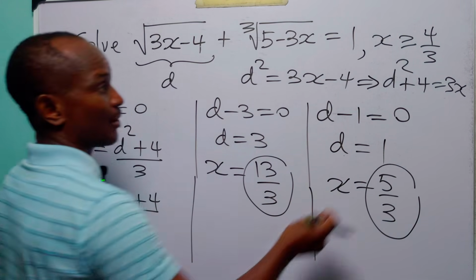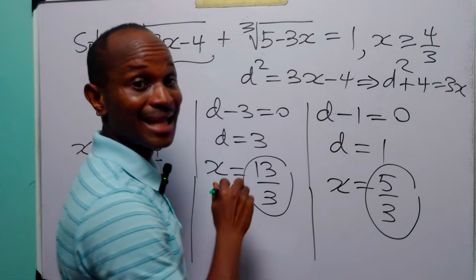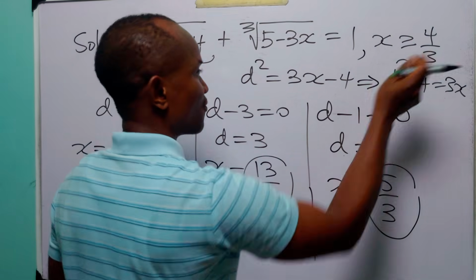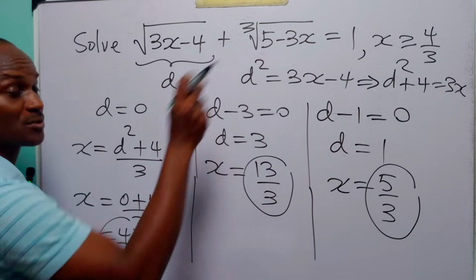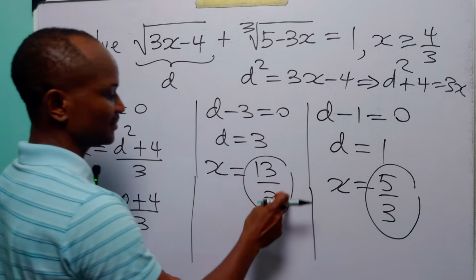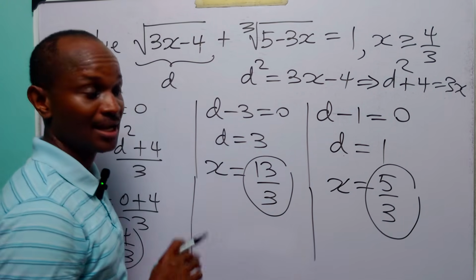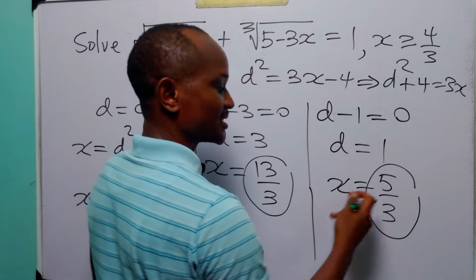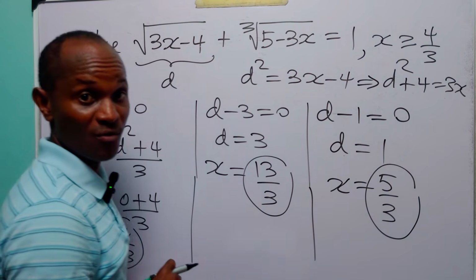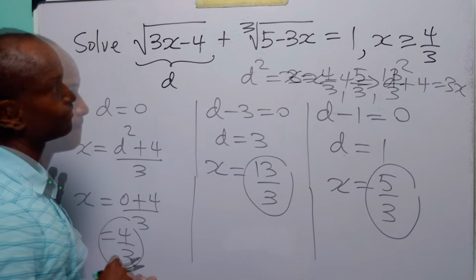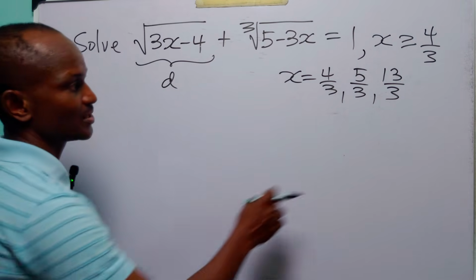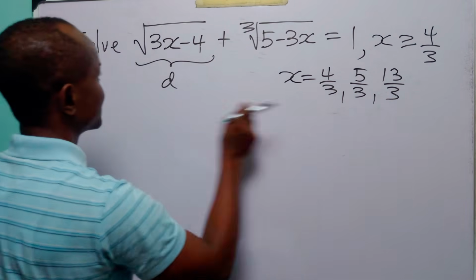Now remember our condition that x must be greater than or equal to 4 over 3. Now this is equal to 4 over 3. This is obviously greater than 4 over 3. And the last value of x is also greater than 4 over 3. And finally, to check our answer, we start with the highest value of x.